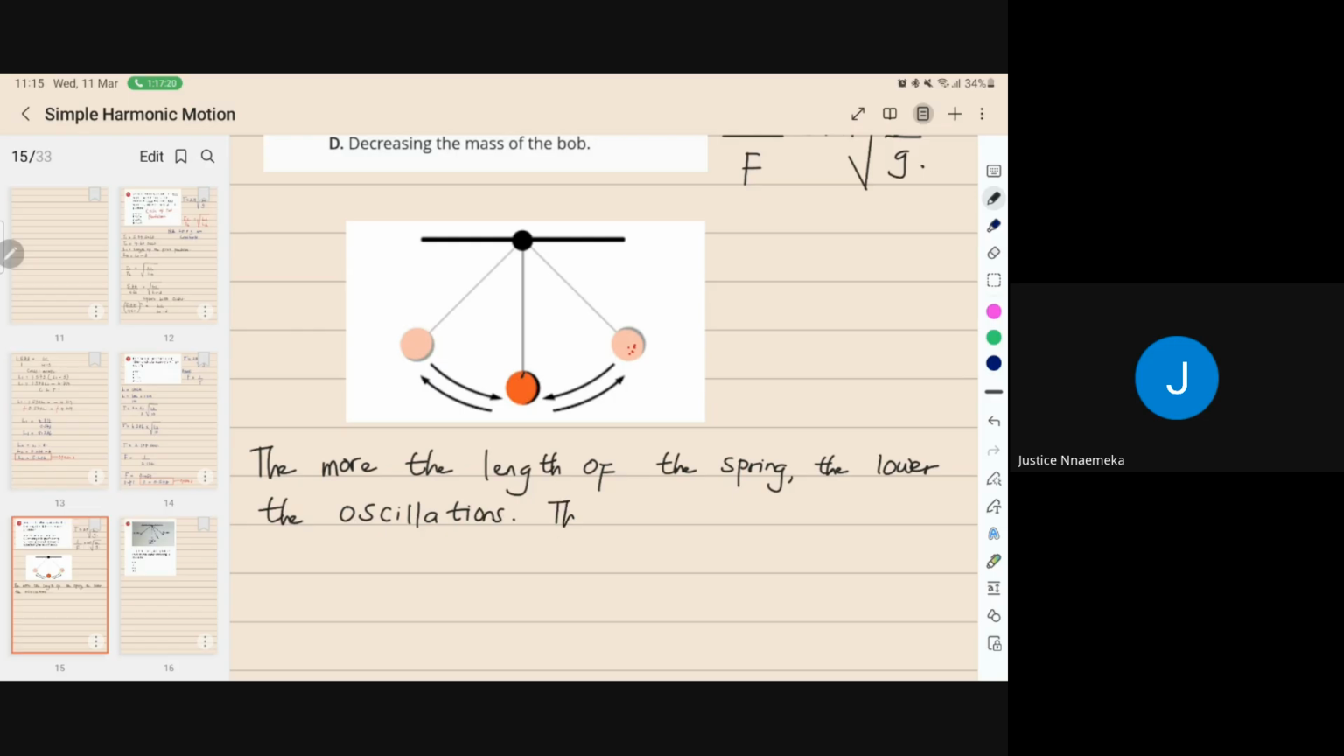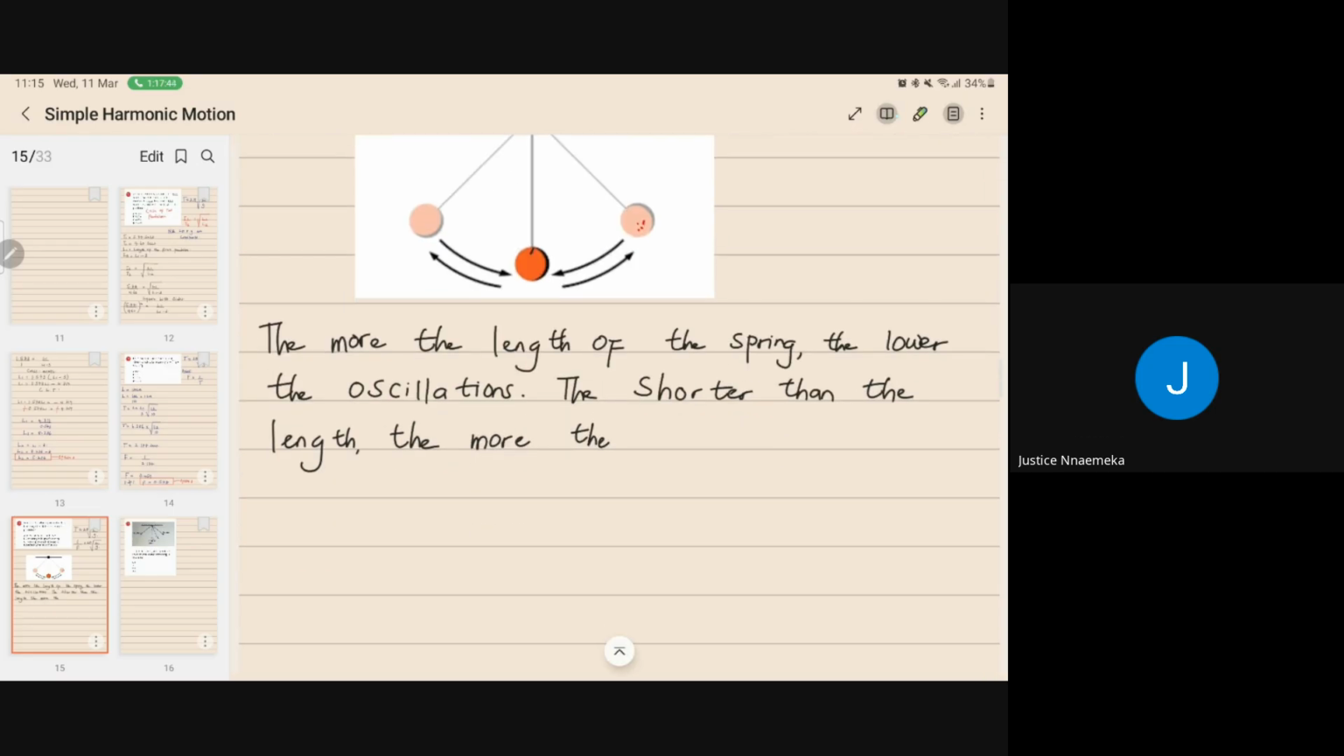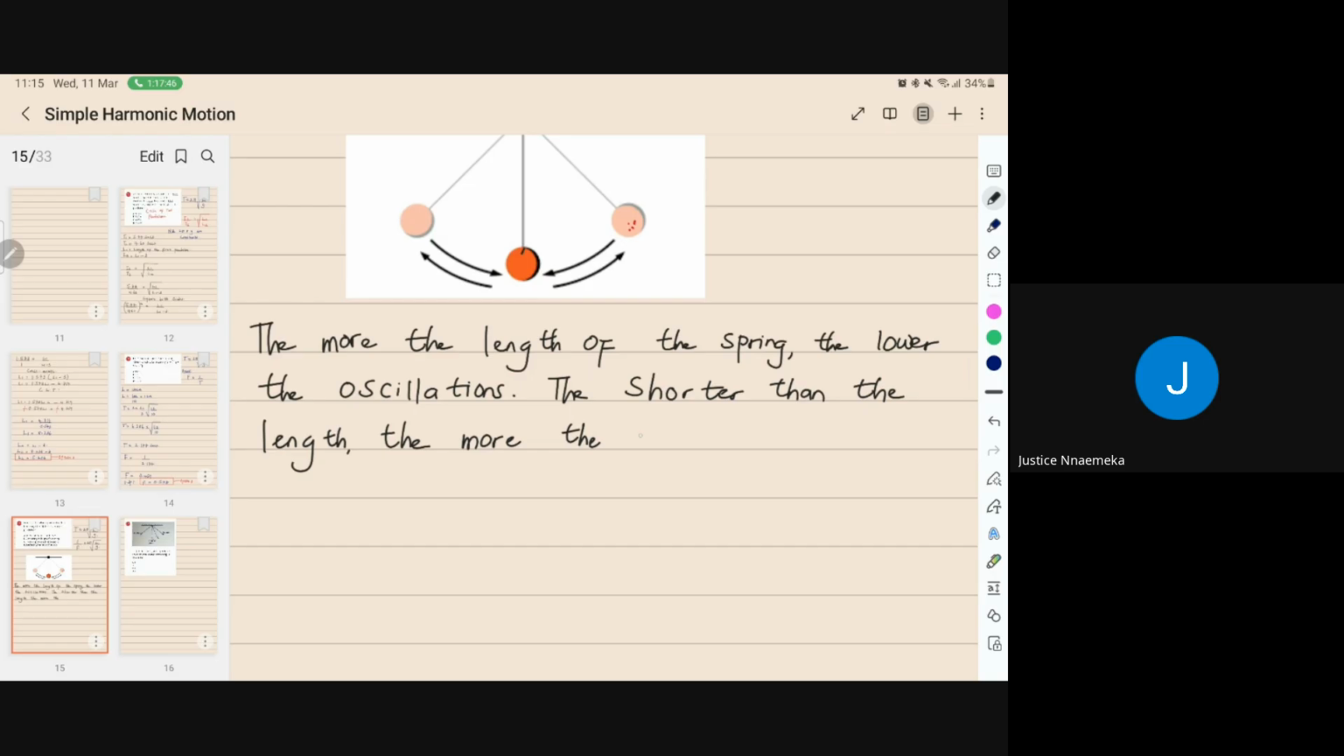The shorter the length, the more the oscillation. Now, there's nothing wrong with it. I think there's an advantage of being short. Actually, it's a blessing. It's a very huge blessing.